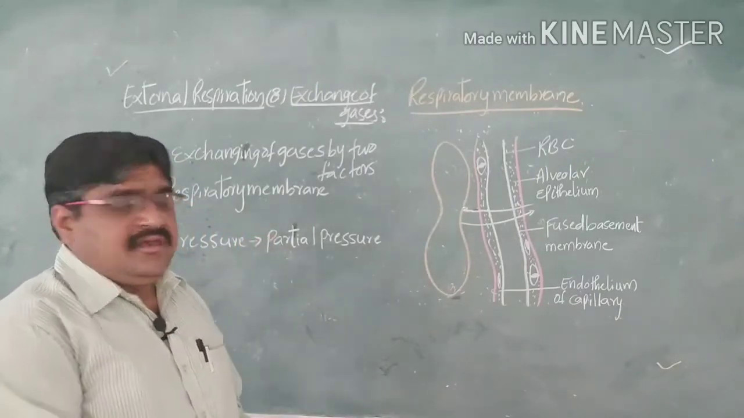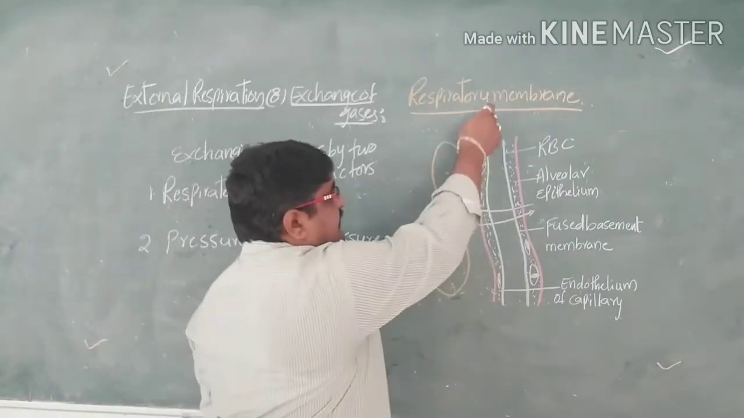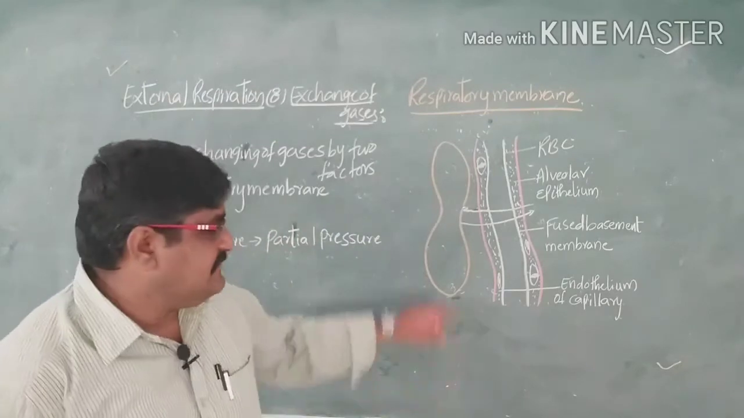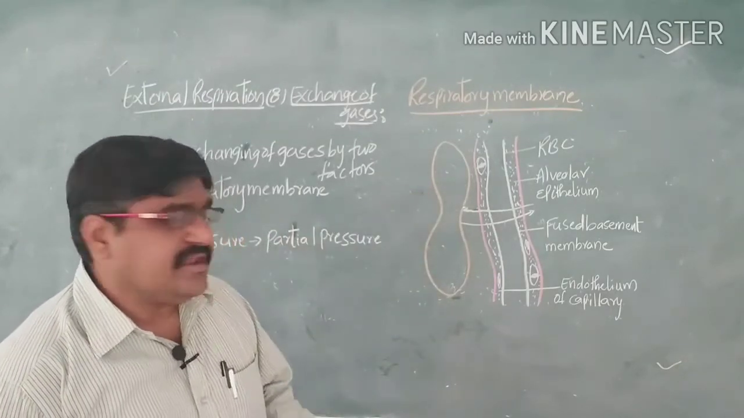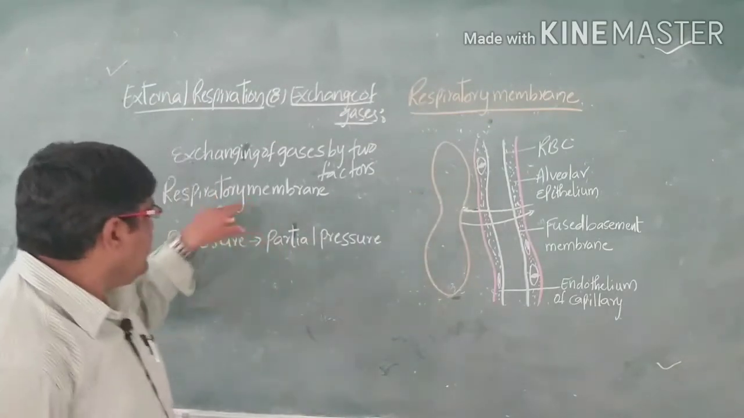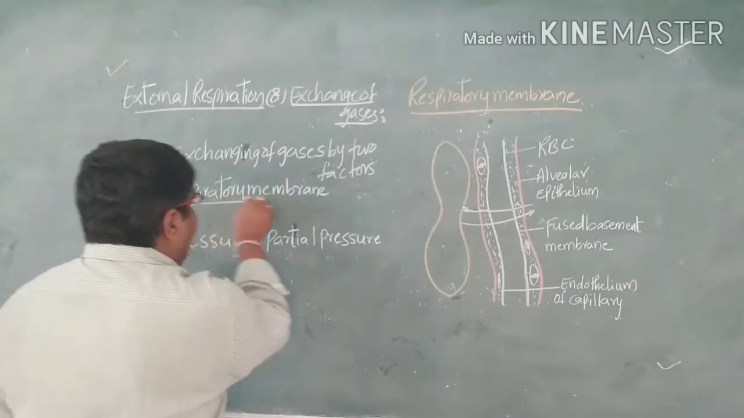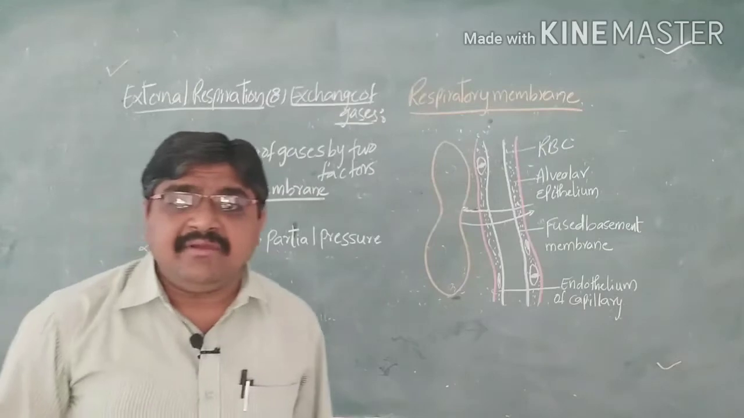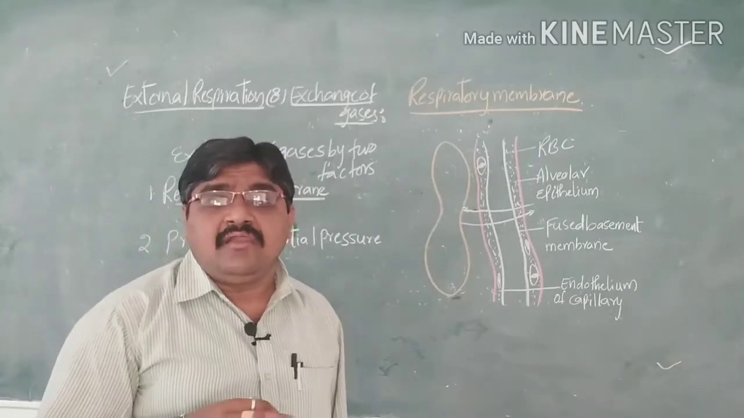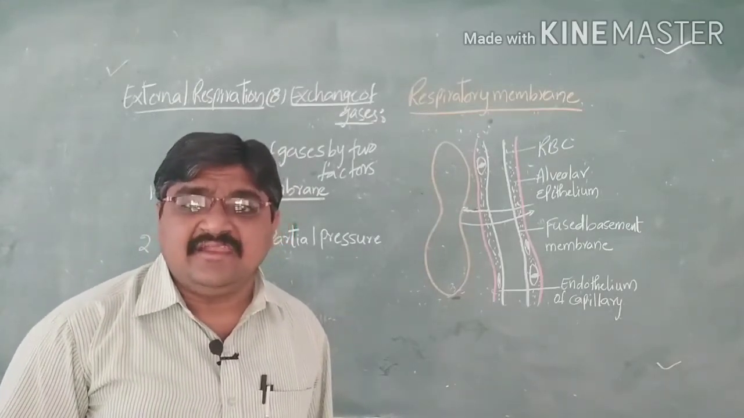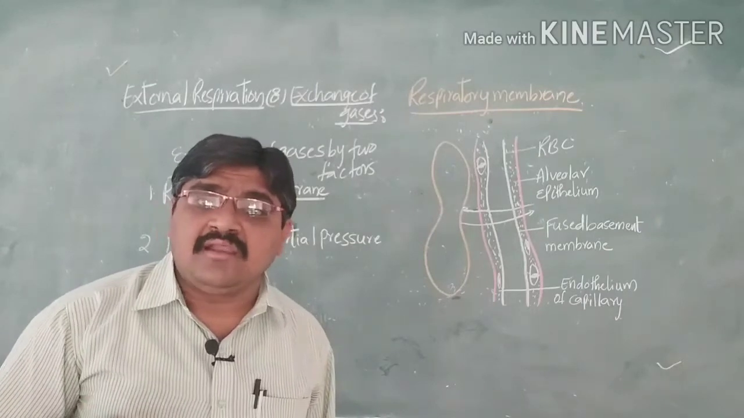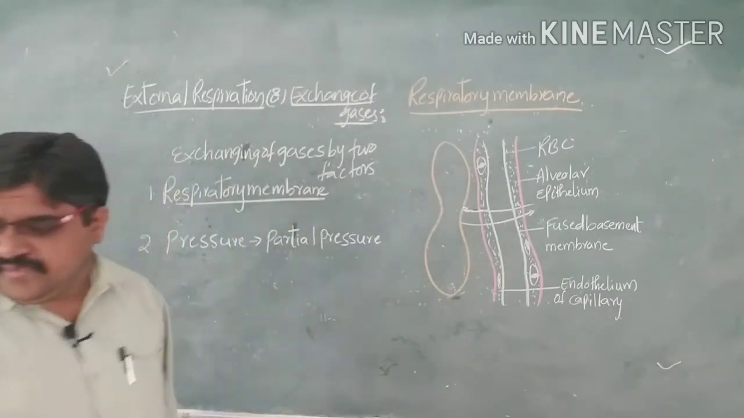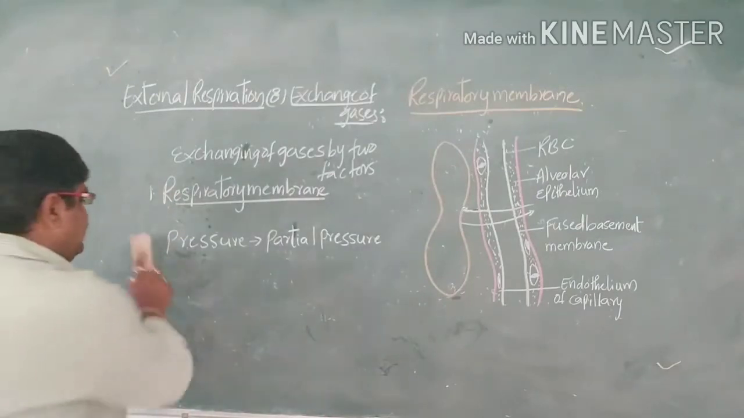This is the diagrammatic representation of the respiratory membrane. In the respiratory membrane, the exchange of gases takes place between the alveolar walls of the alveolus and the walls of the alveolar capillaries.